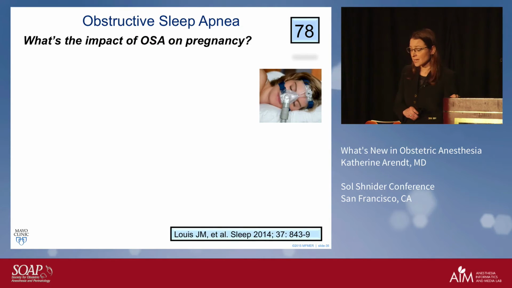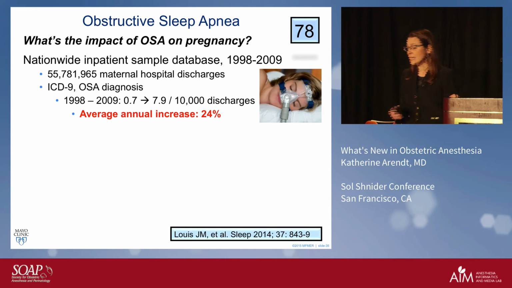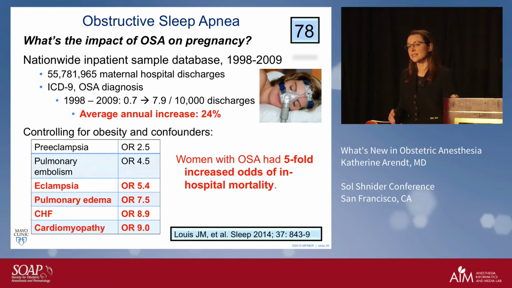What's the impact of OSA on pregnancy? Well, this nationwide inpatient sample database looked at admissions for delivery between 1998 and 2009, involving almost 56 million maternal hospital discharges. Looking at the ICD-9 diagnosis of OSA, they found an average annual increase of 24%. Whether this is because more women have OSA or more women are getting recognized and diagnosed with OSA that have always been there, we don't know. However, controlling for obesity and other confounders, there are a lot of problems with OSA.